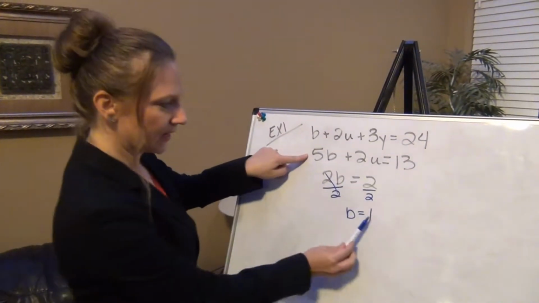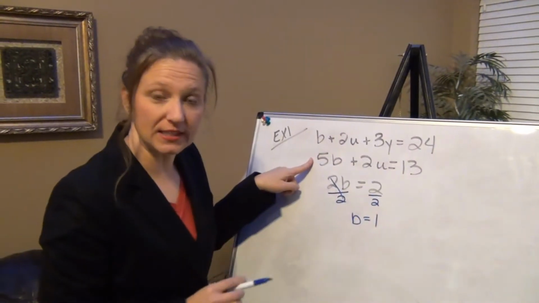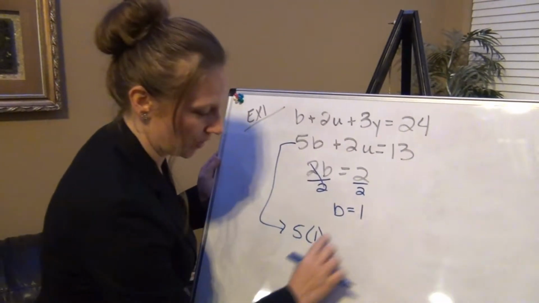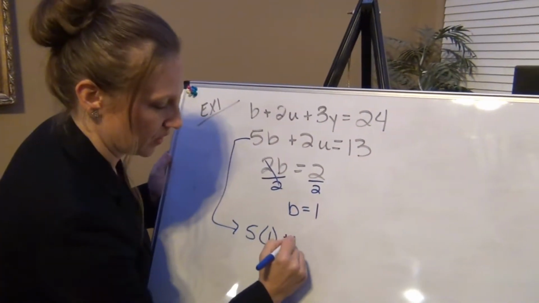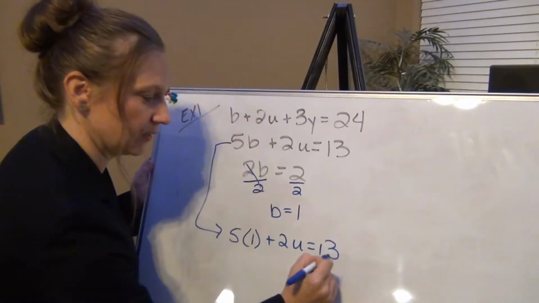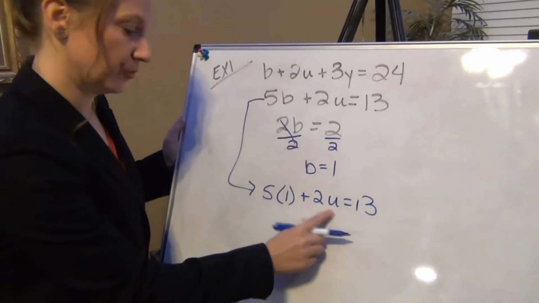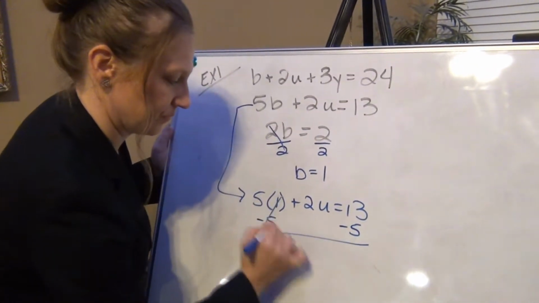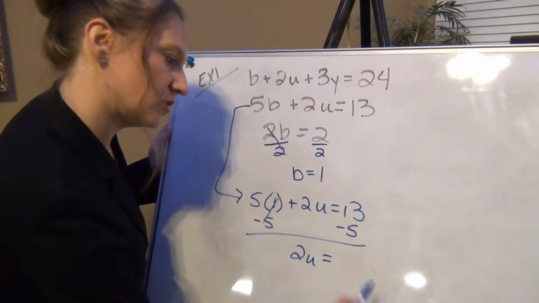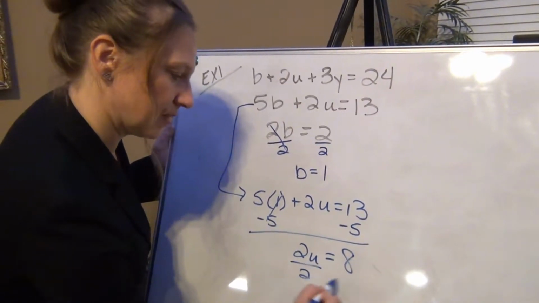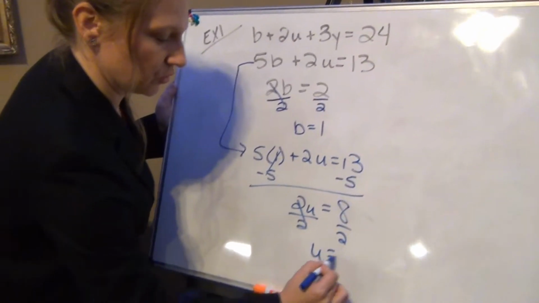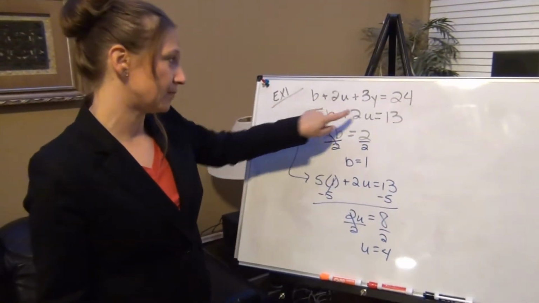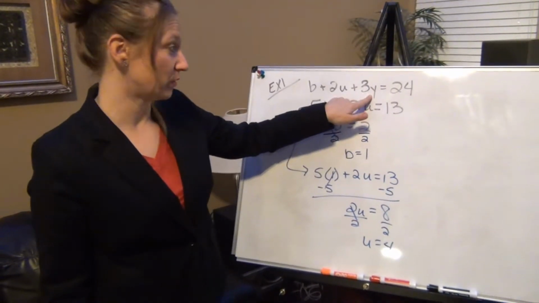When I look at this line, now that I know b, u is pretty easy to find. So I'm going to plug in the 1 for the b that we just found, plus 2u equals 13. Now I'm going to solve for u. This is 5, so I'm going to subtract this 5. So that would be 8. Divide by 2. u is 4. All right, so now I have two of the variables. The only thing I'm missing is y to have all three of them solved.